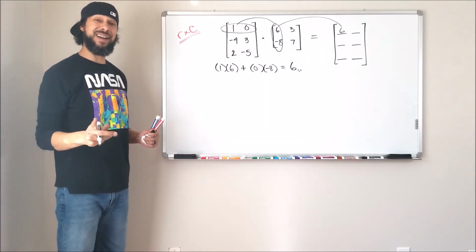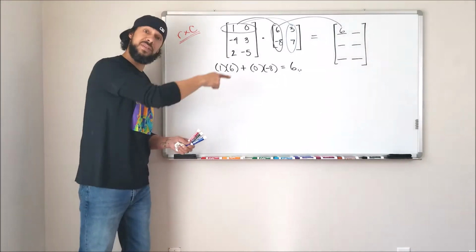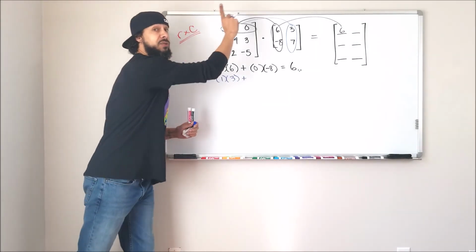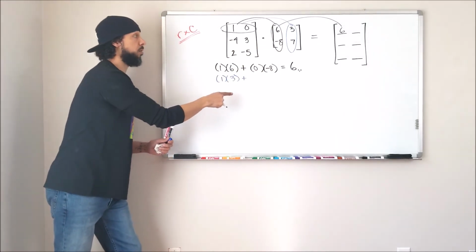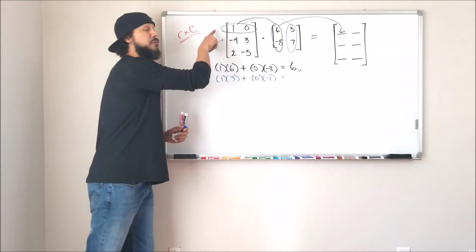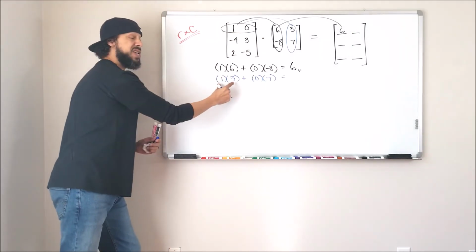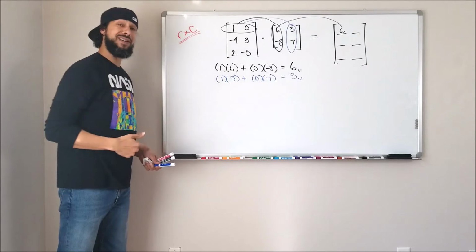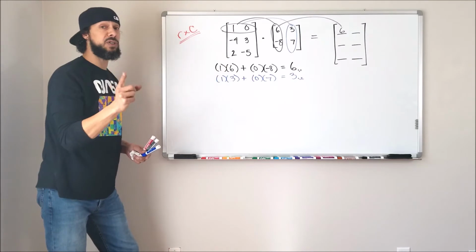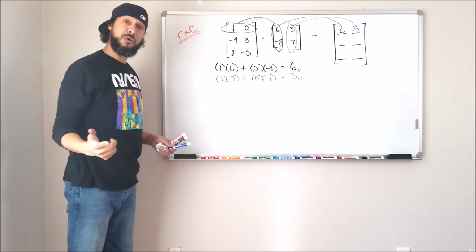Now, I'm going to multiply that first row times the second column. That's going to look like this: 1 times 3 plus 0 times 7. So, I multiplied the first row times the second column, and I got 3 plus 0 equals 3. I'm going to put that 3 in the first row, second column. I multiplied the first row times the second column, so that answer goes in first row, second column.